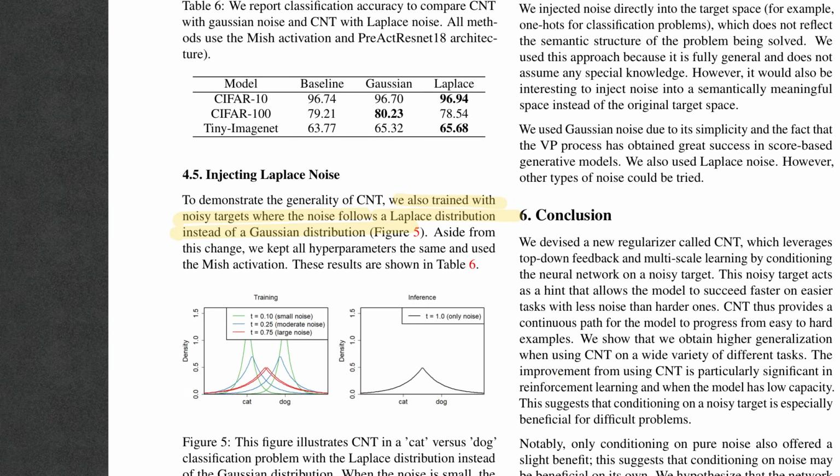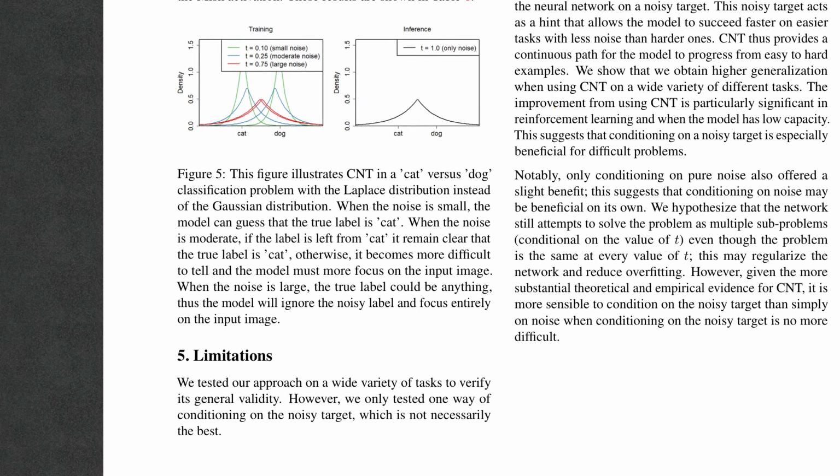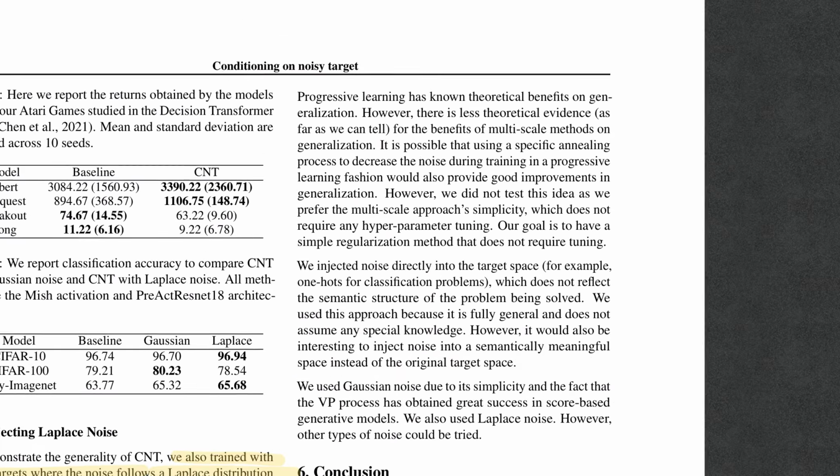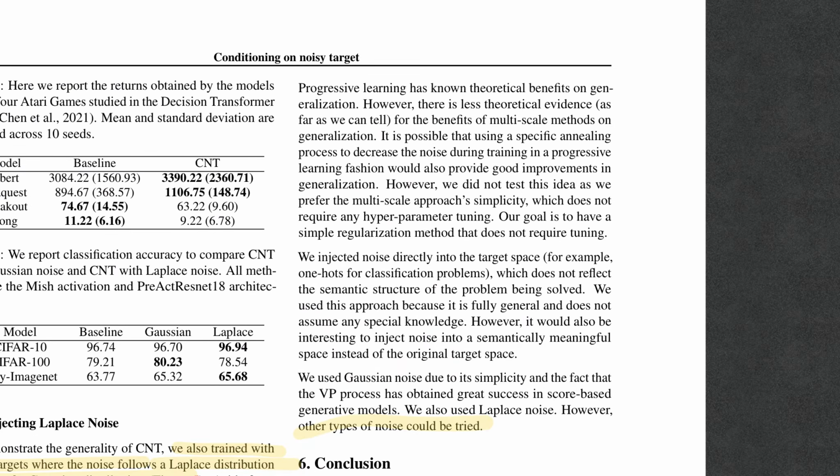They also experimented with the Laplace distribution and report the results here. So you can see that depending on the distribution used in place of Gaussian or Laplace, and the characteristics it exhibits, it could have different impacts on training. They actually mention this as one of the limitations of this work, because they only tested one way of conditioning on a noisy target, which is one part of these limitations, and the other is that types of noise other than Laplace and Gaussian can also be tried. And this concludes our discussion of the paper CNT, which was a pretty interesting article. Thank you.